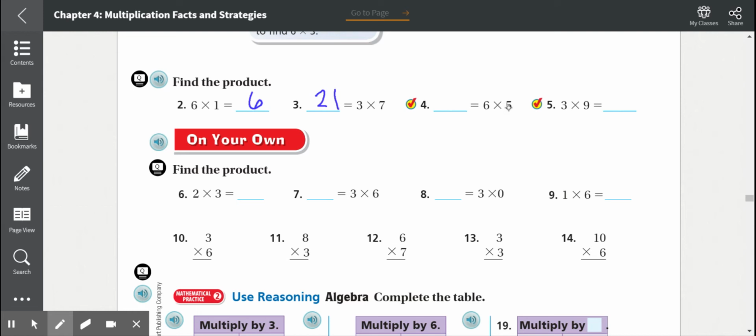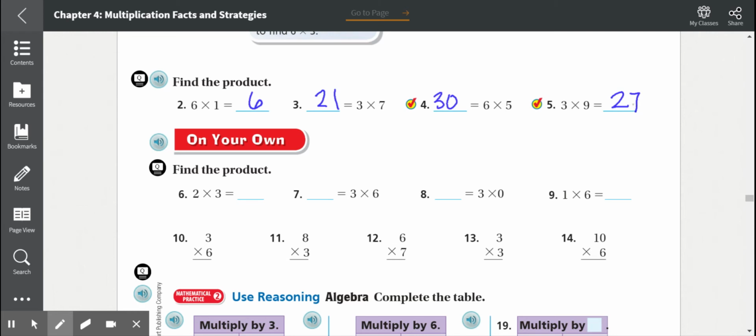6 times 5, you could just count by 5 6 times. 5, 10, 15, 20, 25, 30. And 3 times 9, you can count by 3s 9 times. So it'd be 3, 6, 9, 12, 15, 18, 21, 24, 27.